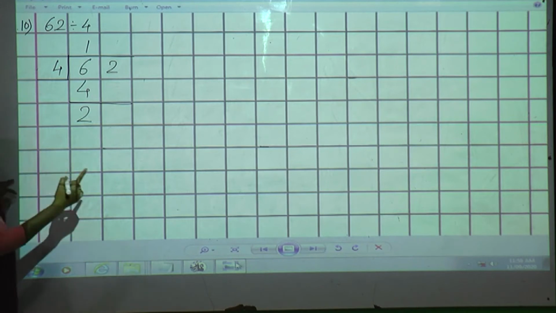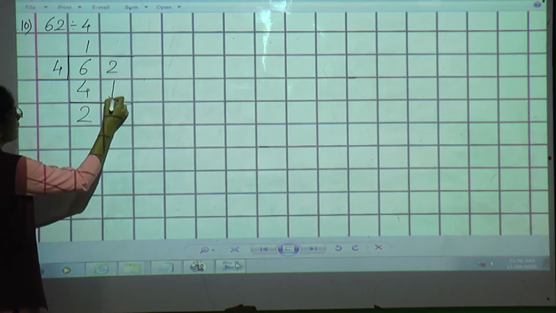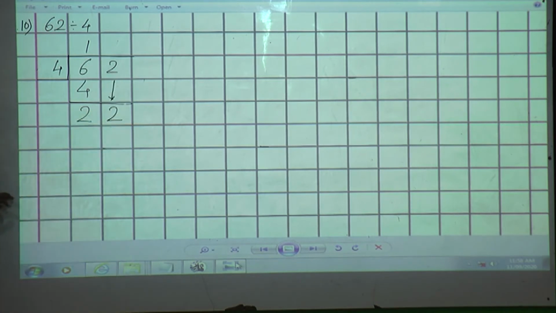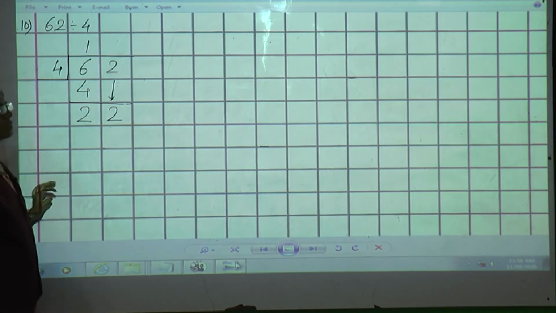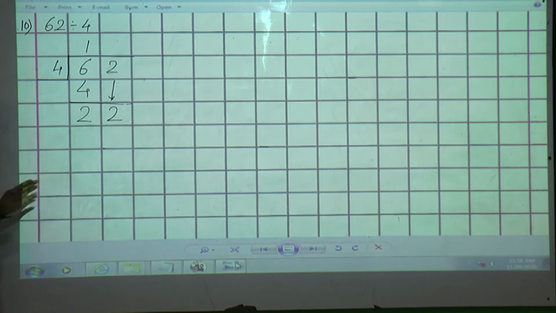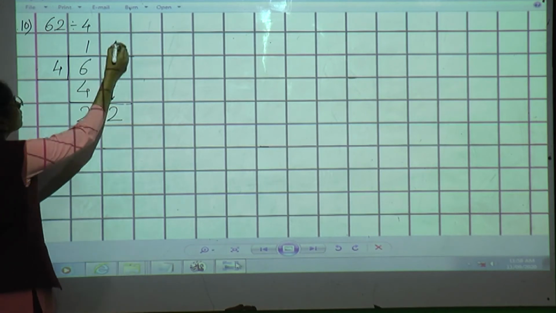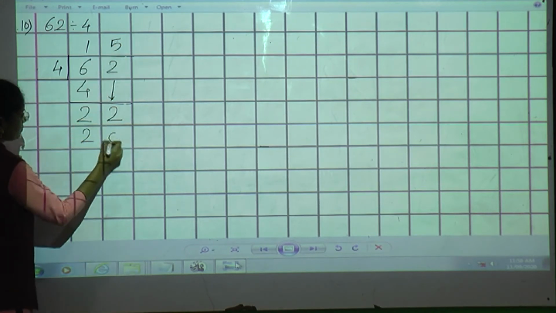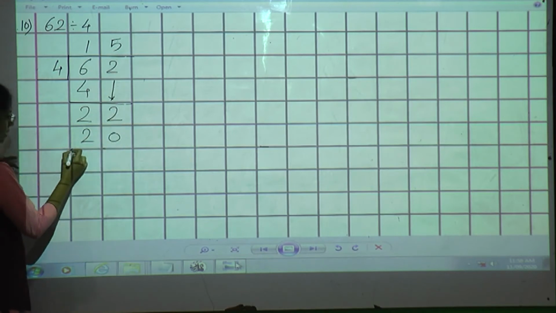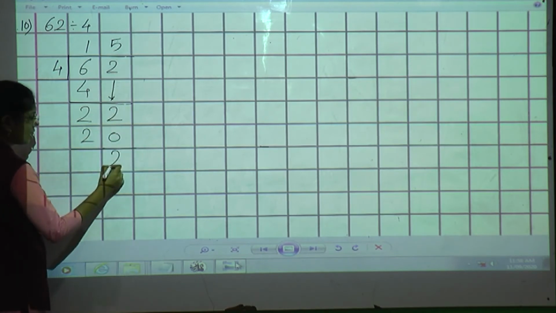Now we'll move to the next step. In the next step we have to take this number down. So this 2 will come down. Now here we have 22. Now again in the table of 4, 22 is not there. Then smaller than 22, which number can you see in the table of 4? 20 is there. Correct. So in 20 how many 4s are there? In 20 there are 5 4s. So 4 5s are 20. Now 22 minus 20.